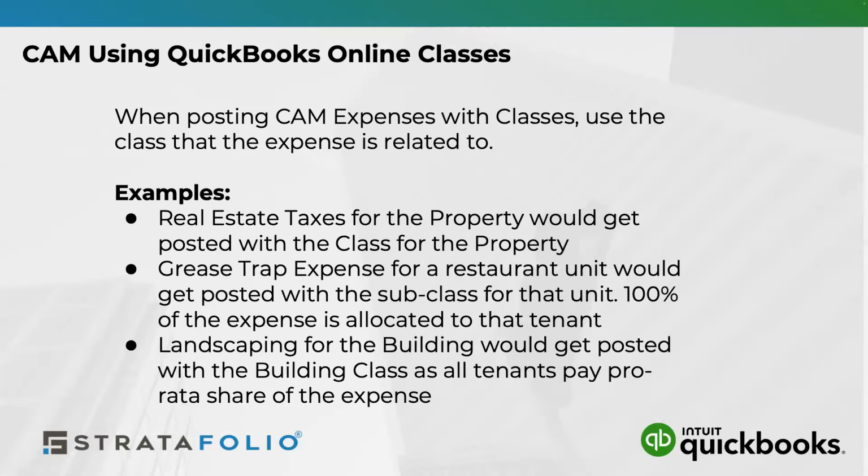Landscaping or a separately metered electric would be utilized for a building level class, or example 3. That reimbursable expense account applied to that class will prorata only to the tenants in that building itself.